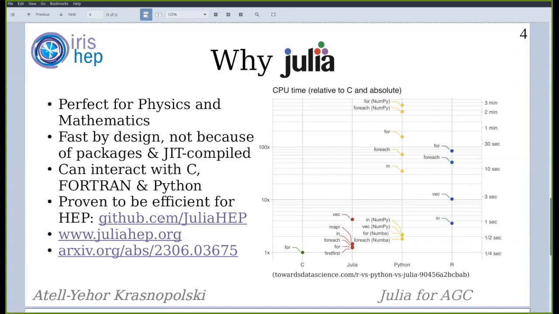So you can see this organization, and I'm actually a part of that since last year. Last year I worked on Julia for jet reconstruction, and we had some nice results, essentially. So yeah, you can also find that here. You can also look at that website.